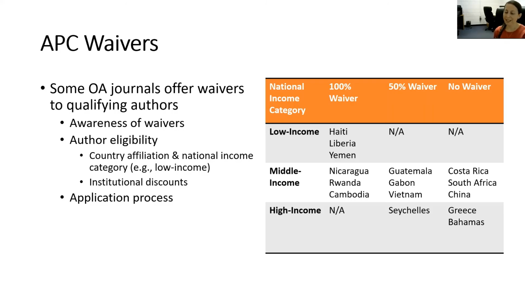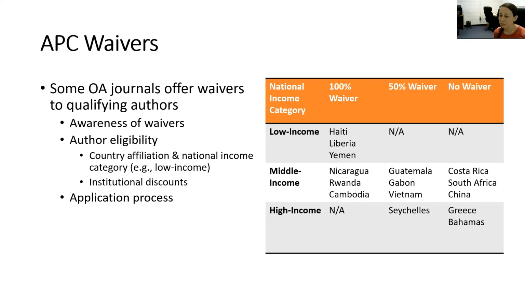To make it even more complicated, Elsevier actually has a very clear list of which countries are considered eligible for 100% waivers or 50% waivers or no waivers. And these are not strictly based off of national income level. So looking at World Bank's classification of low income groups, we see that most of them are eligible for 100% of a waiver. But when we get to middle income groups, it's a lot trickier.